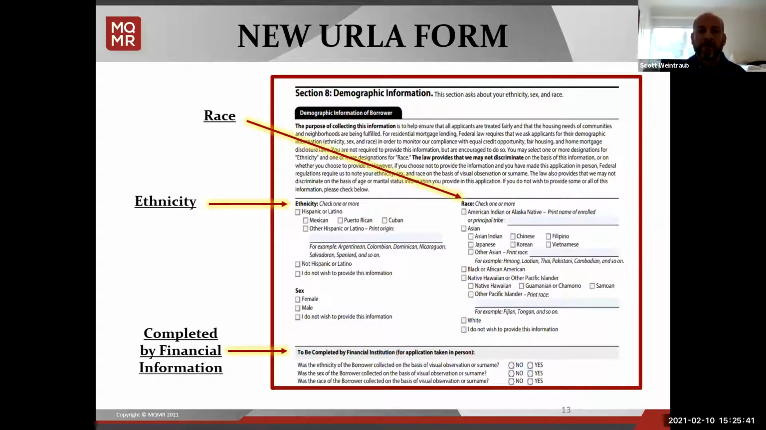So there's a lot there. Most of this was true before this new effective date of March 1st, but all this information now will be embedded into the same new application form. So that's section 8.